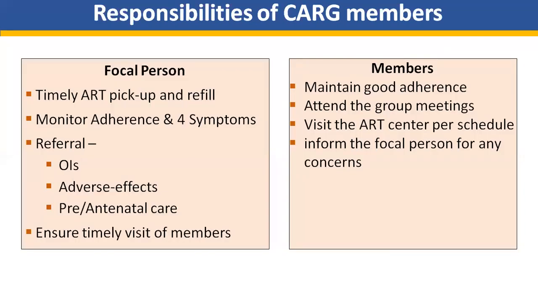The responsibilities of CARG members: the focal person has a responsibility of timely ART pill pickup and refill. He has to estimate and monitor the adherence and the four symptoms for his peers. And if he feels that the person has any OI, any adverse effect, or needs any other care, like a woman needing prenatal or antenatal care, then these members have to be brought in by the focal person. And the other members' responsibility lies with maintaining good adherence to the pills, attending the group meetings, visiting the ART center as per schedule, and informing the focal person of any concern.